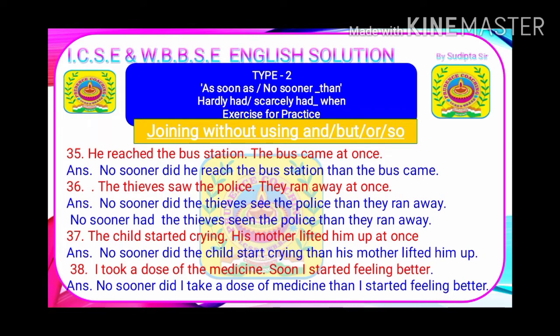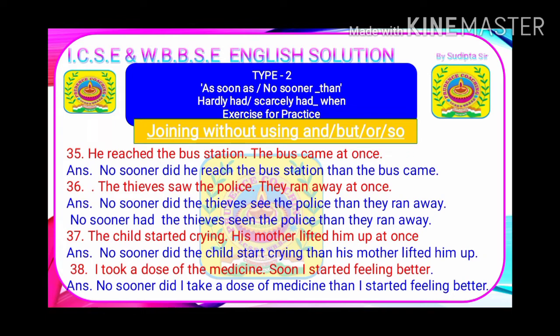Number 37. The child started crying. His mother lifted him up at once. Here the action is the child was crying and then his mother lifted him up. So the first action will be placed in the beginning. No sooner did the child start crying than his mother lifted him up.